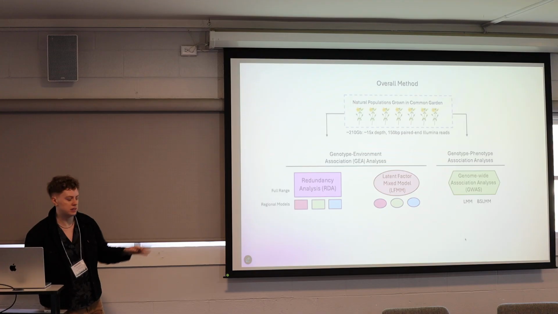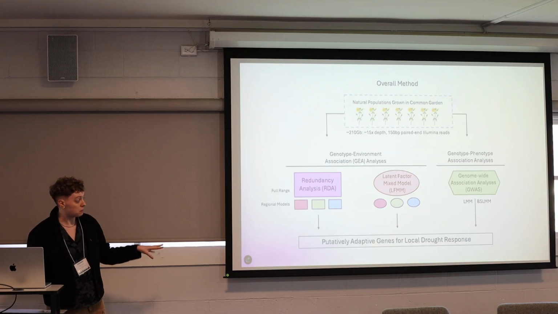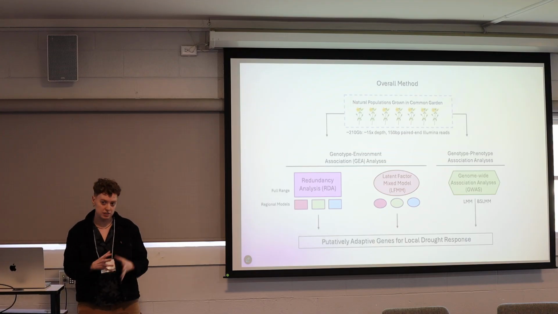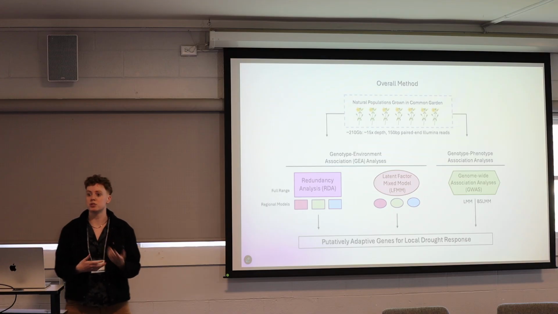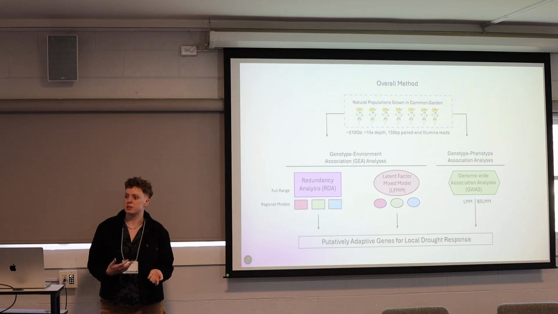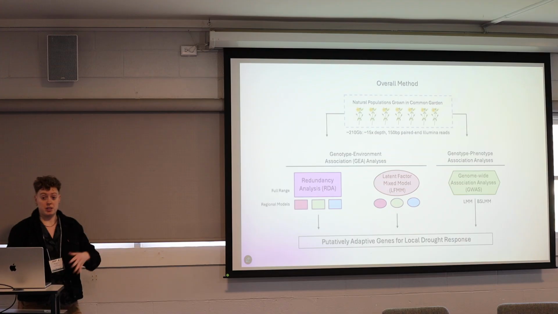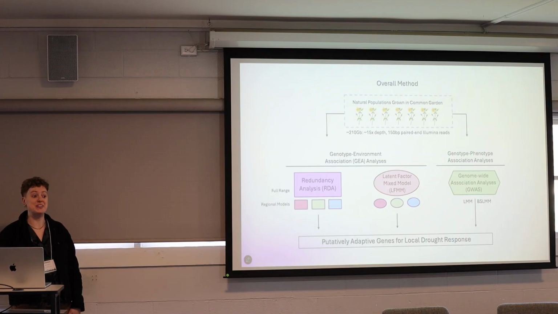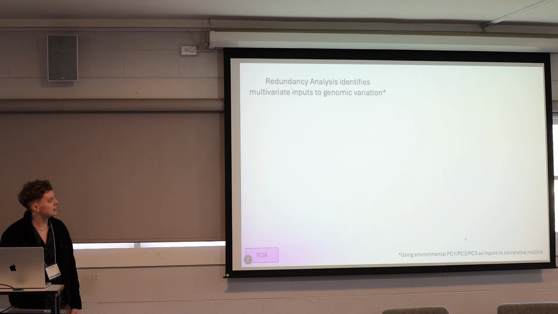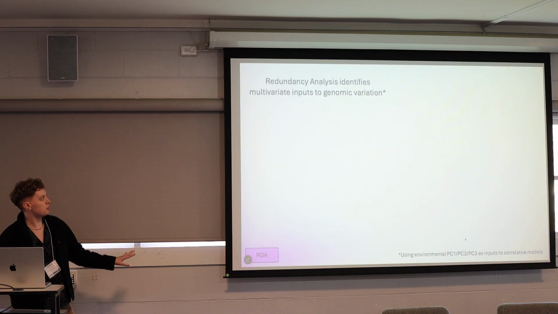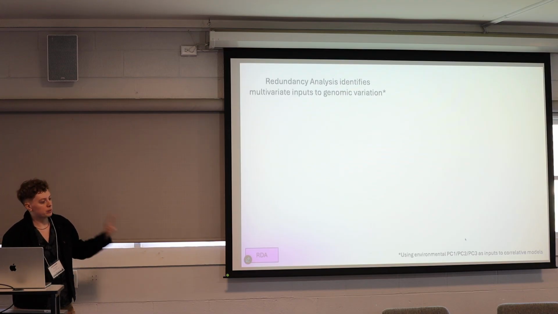We did this in a couple ways that I'm not going to talk about. But combined together, that gives us a short list of putatively adaptive genes that could be useful for local adaptation to drought, instead of the 430 million base pairs that we started with. So I'm going to show you some of the outputs from that. So I'm going to show you the redundancy analysis.